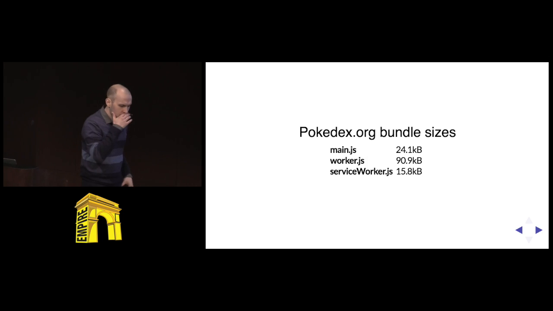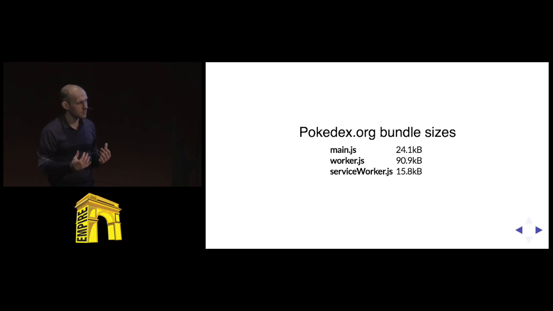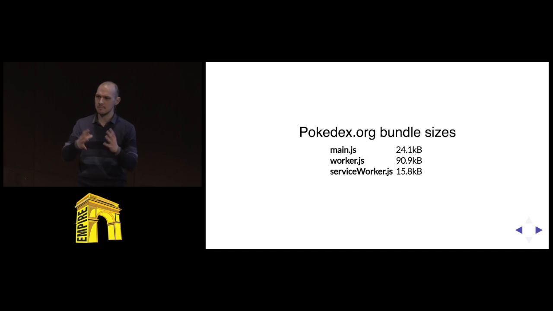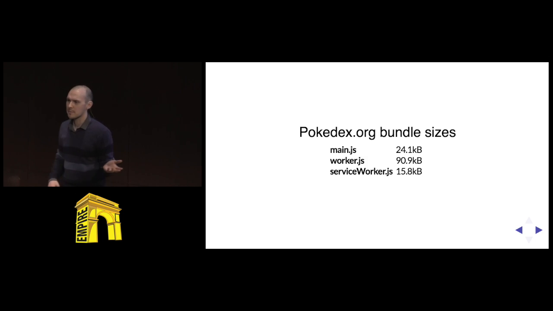Another interesting side effect I found with this was that I ended up with a really, really nice natural separation of concerns between UI stuff and business logic. So I ended up with these two JavaScript bundles, a main bundle and a worker bundle. The main bundle was pretty small, 24 kilobytes minified and gzipped. And the worker bundle was much bigger, and the reason for that is that the worker bundle was basically the app, right? The whole app, for the most part, was just living in this worker bundle.